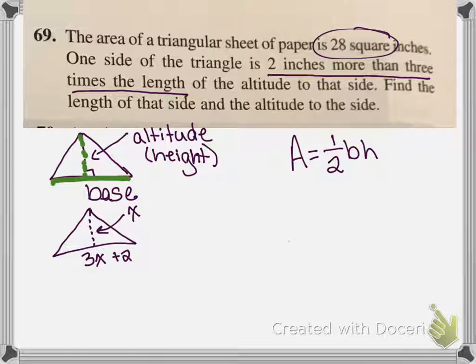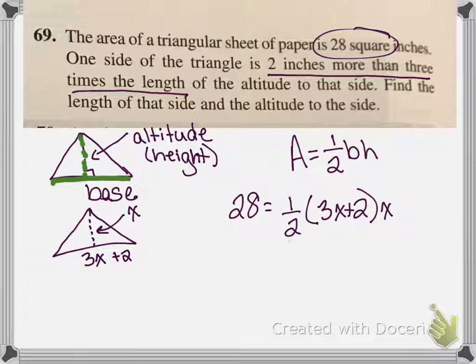The area is 28 square inches. So I'm going to have 28 equals 1/2. The base that I'm looking at is 3x plus 2. The height that I'm looking at is x. How do I get rid of that 1/2? Multiply by 2. So when I multiply by 2, I get 56 equals 3x plus 2 times x.